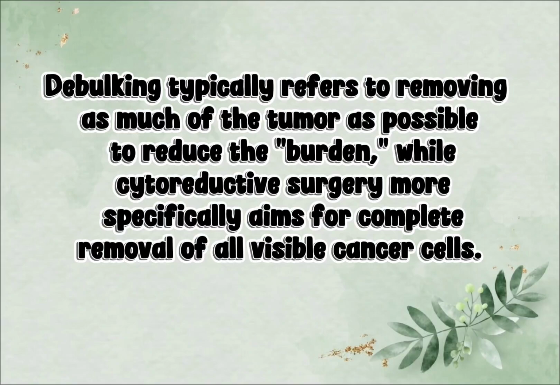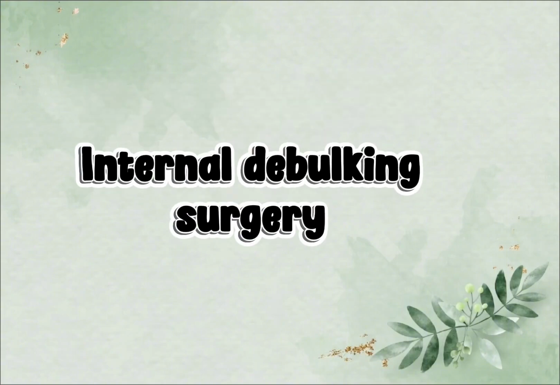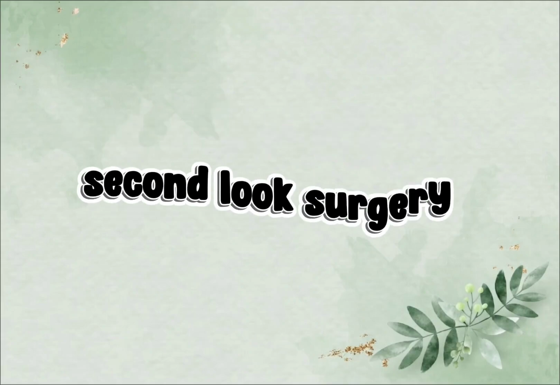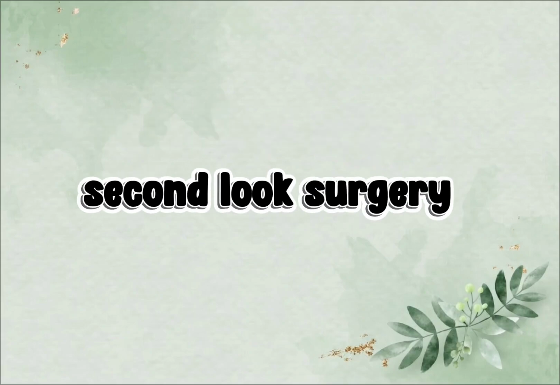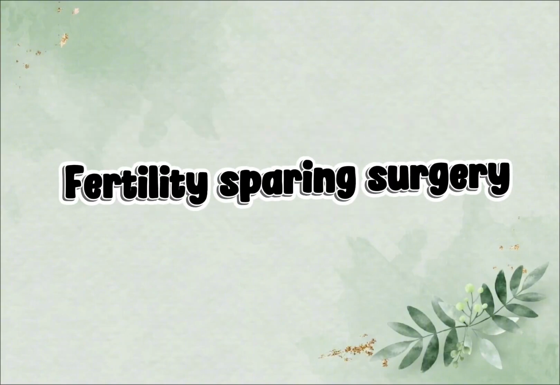Debulking typically refers to removing as much of the tumor as possible to reduce the burden, while cytoreductive surgery removes all the tumor, removal of all visible cancer cells. Interval debulking surgery refers to the surgery performed in the interval between the chemotherapy sessions. And second look surgery refers to the surgery to see the response of treatment. It is not usually practiced.